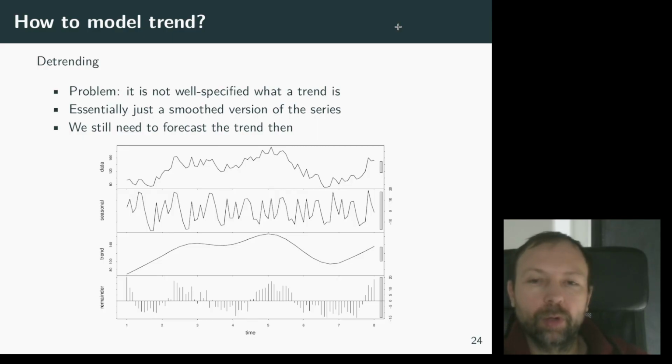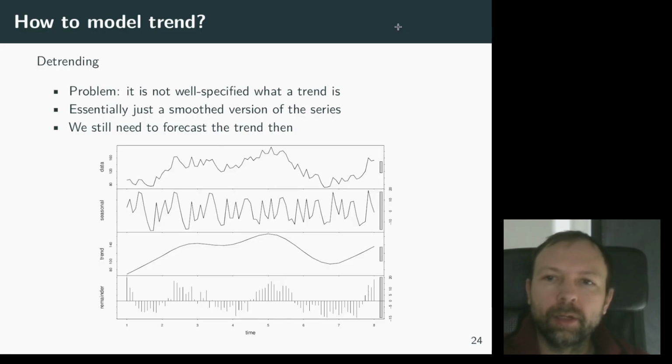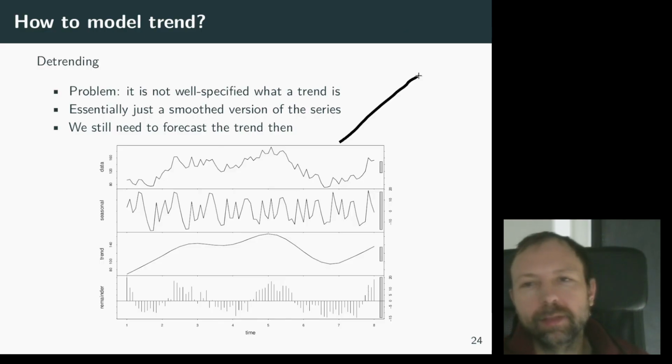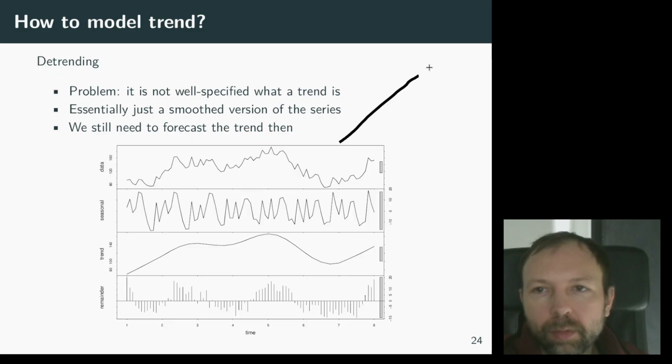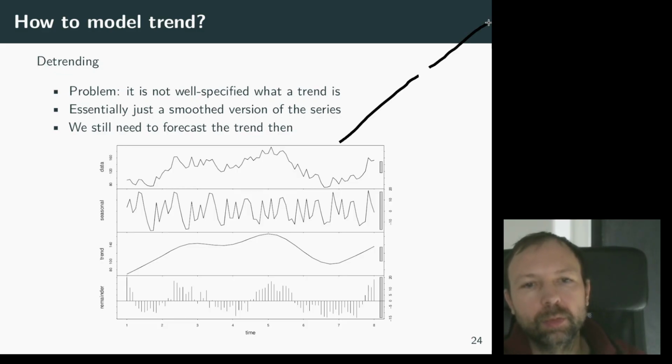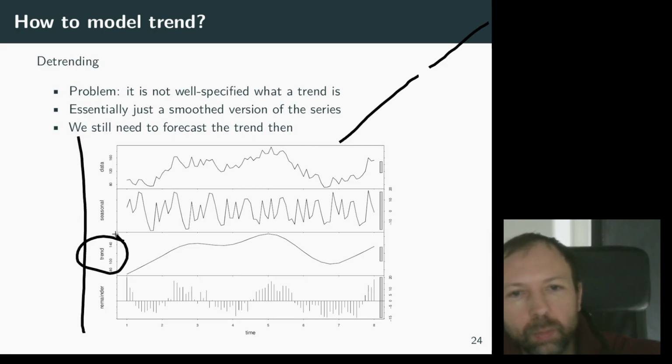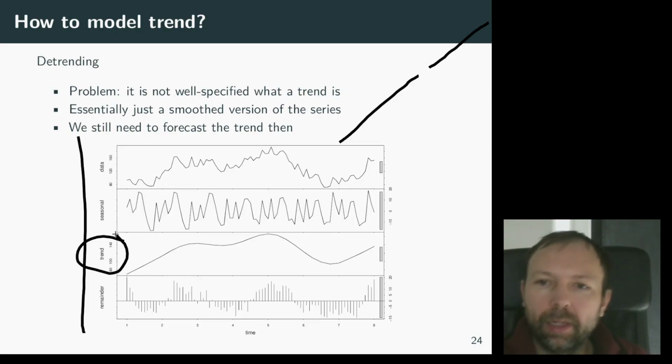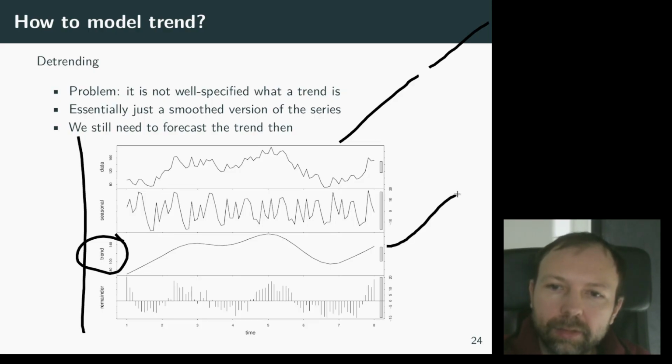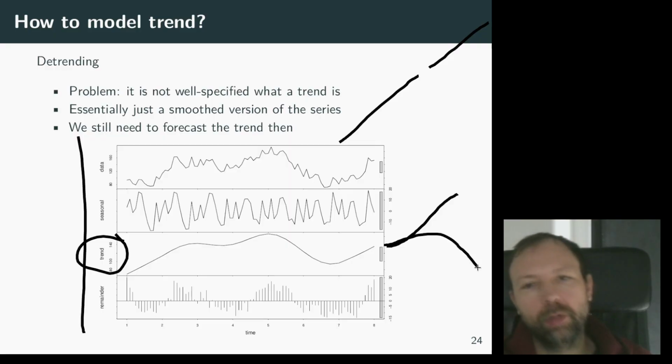Now, of course, if you do something like what ETS does, where you say I have a linear trend or I have a multiplicative trend, well, if you say my trend is linear, then the forecast of that trend is trivial. It's this, right? But if you just do, for example, an STL decomposition, what we are seeing down here, where your trend is basically just a smoothed version of your series, well, what's going to be next? Is this happening? Is this happening? We don't know, right? So you still need to forecast it. You don't really gain anything.